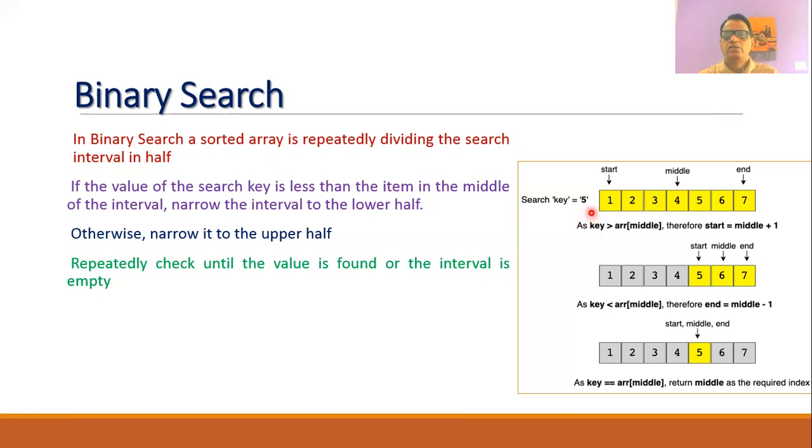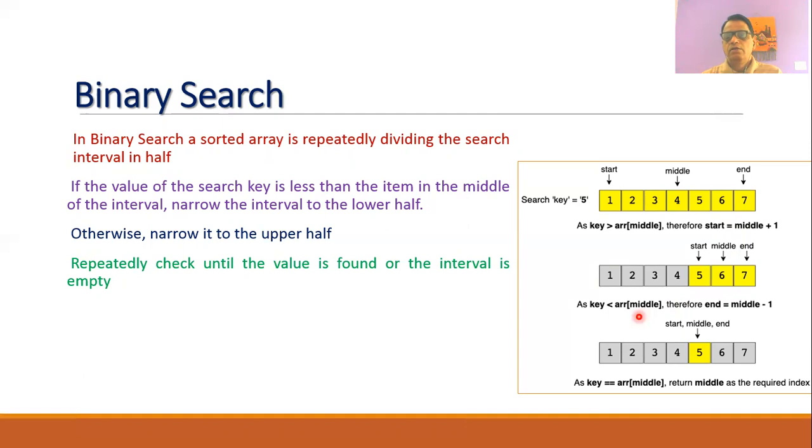We will find that the search key is greater than this value 4, and therefore we will limit our search to the upper half only. That is, we will search only the rest of the elements apart from the middle value, that is 5, 6, and 7. Again, we will compute the start, middle, and end in the remaining interval. And then we will again compare the value of the middle with the search value.